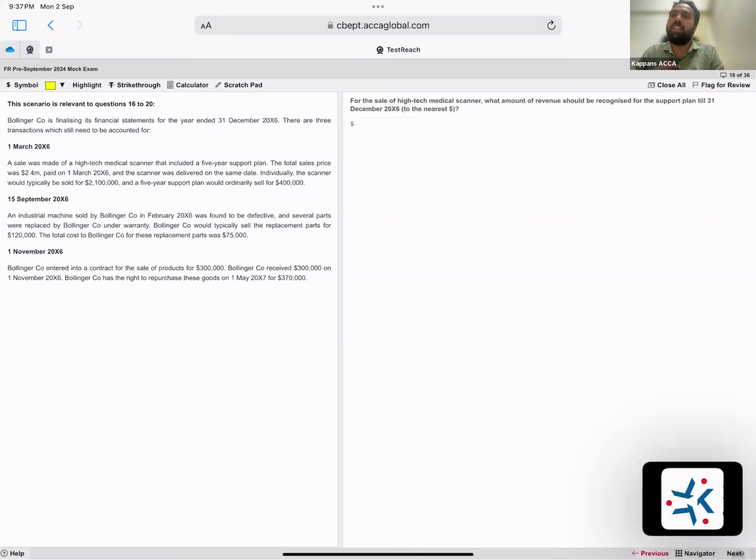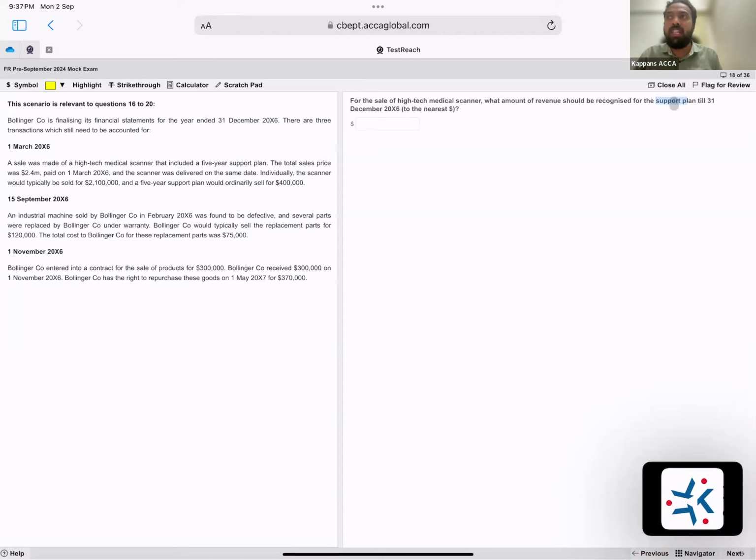The third one is a problem. For the sale of the high-tech medical scanner, what amount of revenue should be recognized for the support plan till 31st December X6? This is an area where in the mock exam of CAPENS, most of the students have committed a mistake.